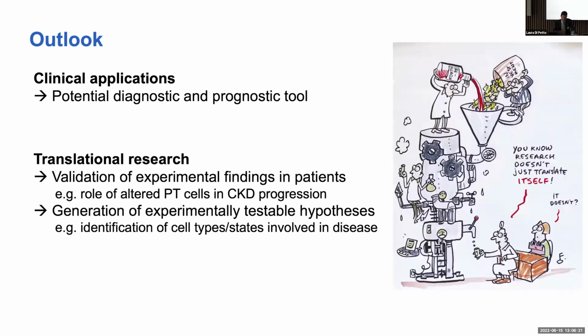If we think in terms of application, obviously one option would be to have a diagnostic or prognostic tool, ideally in blood or urine. But in my personal opinion, the real strength of this tool is more related to translational research. I showed you that we could validate experimental findings in patients, something which is sometimes very difficult to do, for example, here, the role of these altered proximal tubule cells in chronic kidney disease progression. But obviously, the other way around, we could generate hypotheses for further experiments.